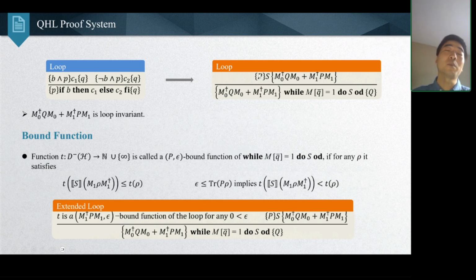In the sense, first is a probabilistic combination, and also we have a class of states after measurement. So the condition will become P is M0 star Q M0 plus M1 star P M1 after the while loop will satisfy Q. And this is for partial correctness. If we want total correctness, Ming-Shen introduced the bound function.